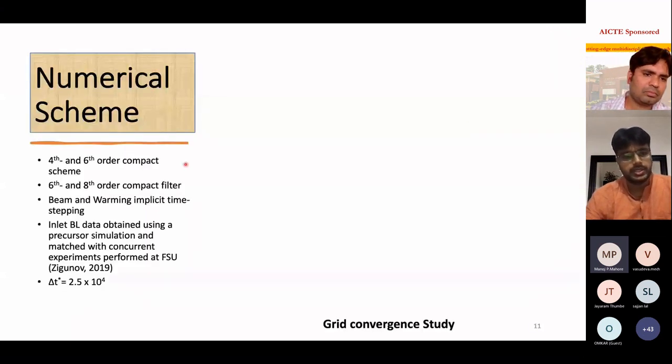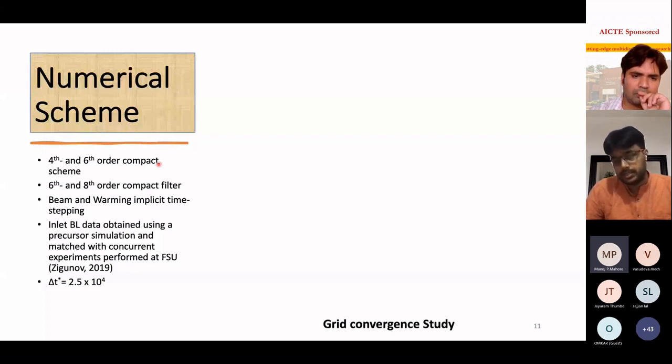So we use a 4th and 6th order compact scheme. Compact schemes are very nice if you can make a structured grid. It can be used in a curvilinear coordinate system or even a general coordinate system, but you need a structured grid. This is a kind of finite difference scheme, but it's compact because you can stretch the stencil in either direction and you can make it higher order.